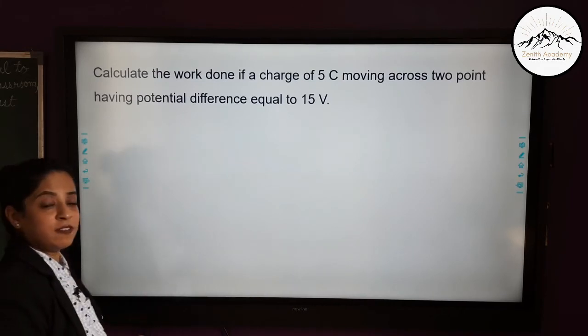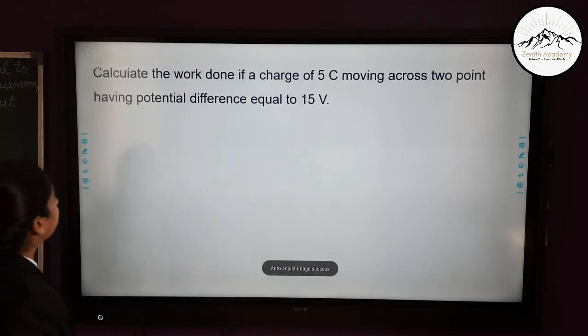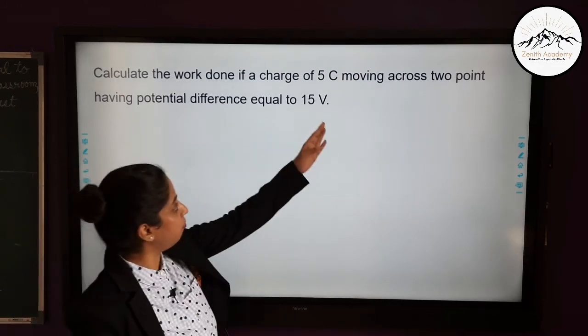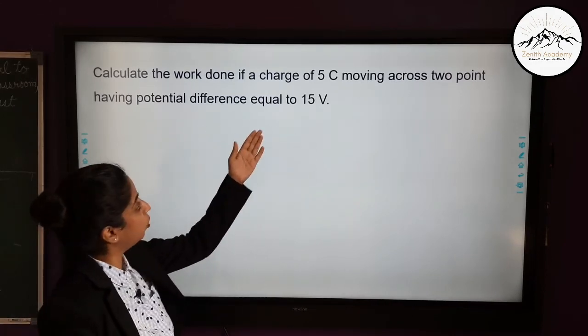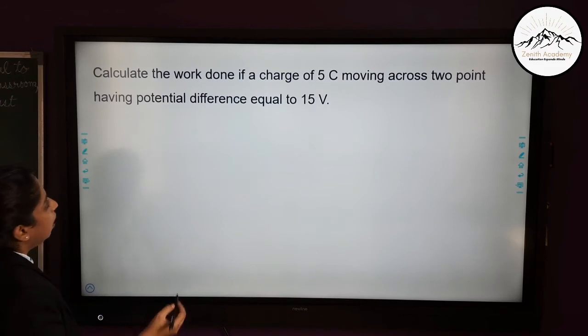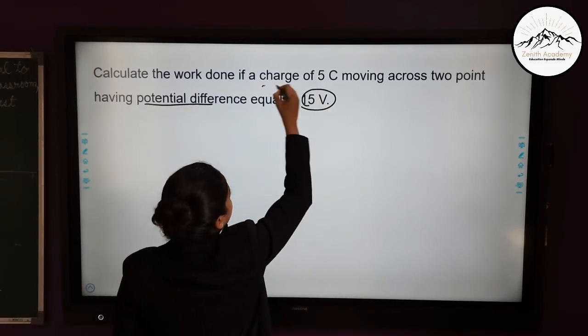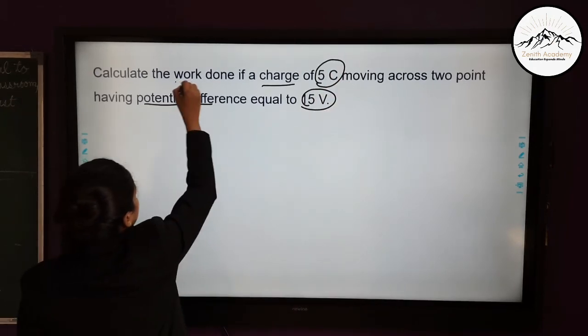Now let us solve some numerical problems on this so that you understand it very well. The first question is, calculate the work done if a charge of 5 coulomb is moving across 2 points having potential difference equal to 15 volt. They have given the potential difference as 15 volt and the charge as 5 coulomb, and we have to find the work done.